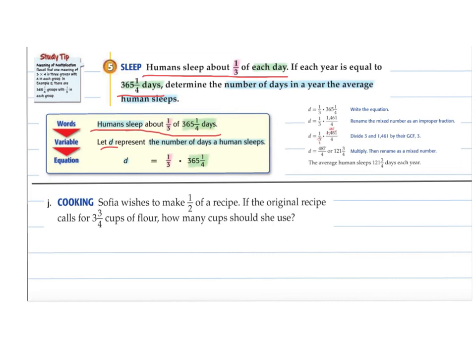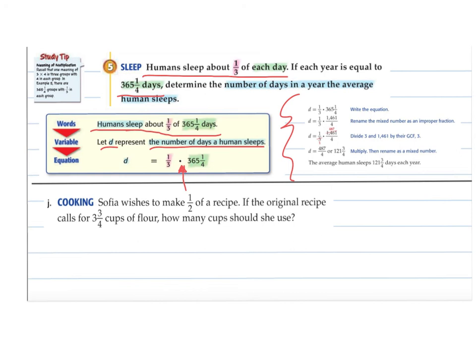We're going to let D represent the number of days a human sleeps, which remember is 1/3 of the 365 and a fourth. So of turns into multiplication. So when we see 1/3 of something or a fraction of something, that means we're multiplying by that number. Then you can look over here for all of the work and for the answer to that problem.